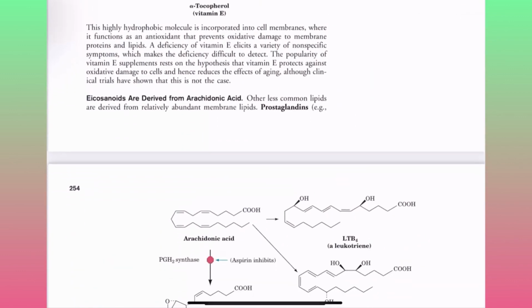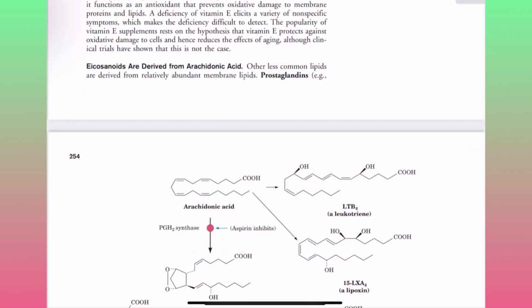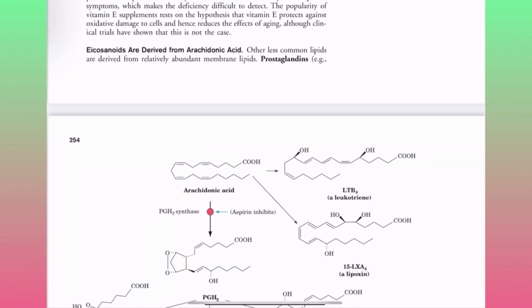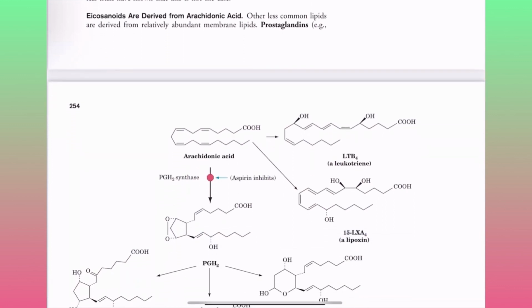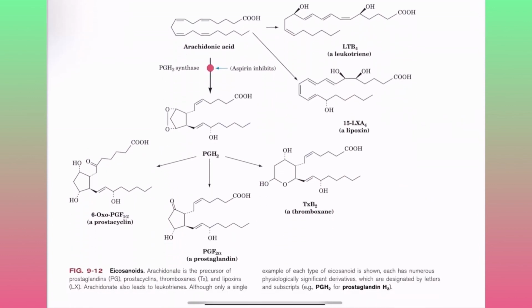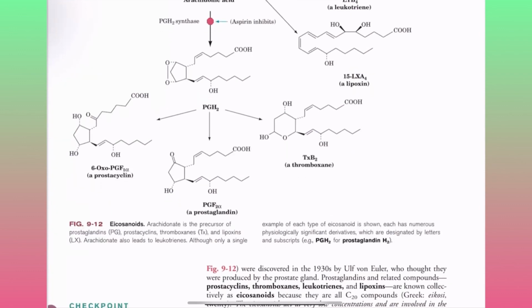Eicosanoids. Eicosanoids are derived from arachidonic acid. What is arachidonic acid? It's a 20 carbon fatty acid molecule. So examples of signaling lipids are prostaglandins and eicosanoids. Can you see here, from arachidonic acid? What are prostaglandins? They are signaling lipids.